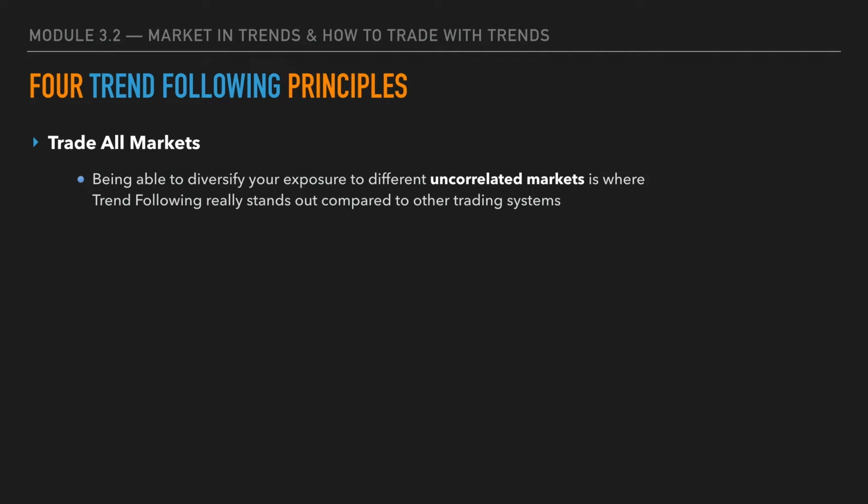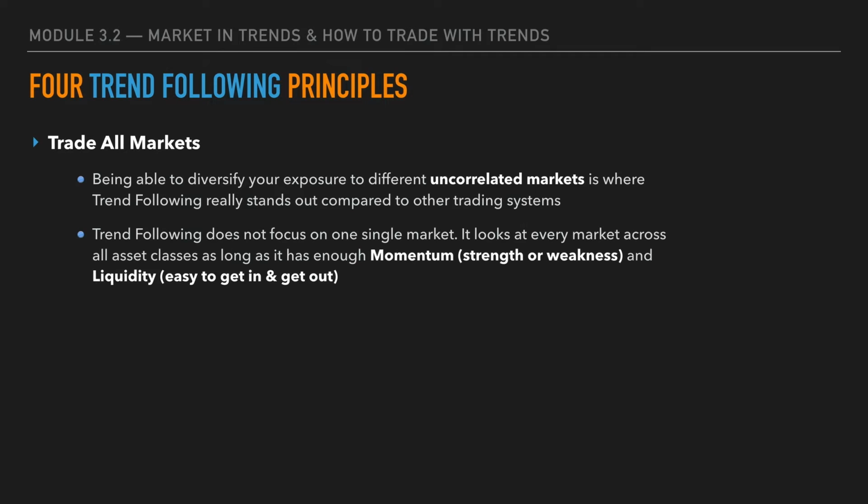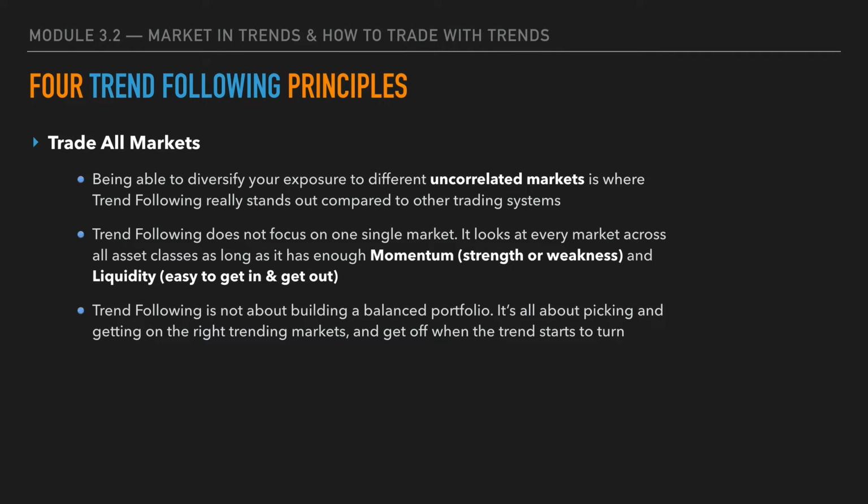The second secret principle is trend followers trade all markets. Being able to diversify your exposure to different uncorrelated markets is where trend following really stands out compared with other trading systems. Trend following does not focus on one single market. It looks at every market across all asset classes as long as it has enough momentum, like strength or weakness, and liquidity, that means how easy you can get in and get out of a certain market. Trend following is not about building a balanced portfolio. You have to remember that.